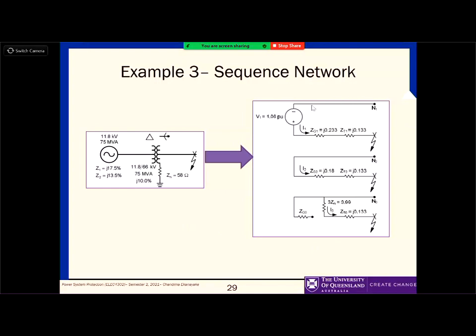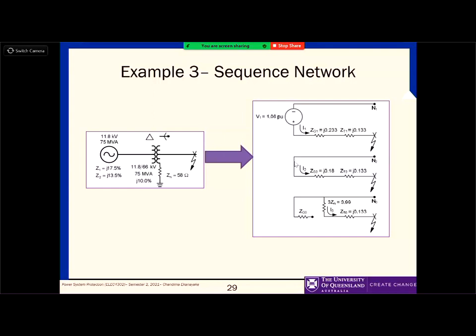for the positive sequence network, we always need some sort of reference for all these networks, right? From the reference point, there is the voltage source, and then the positive sequence impedances of the transformer and then the generator. You don't consider this one for the positive or negative sequence networks, because there is no positive sequence or negative sequence current passing through the neutral.